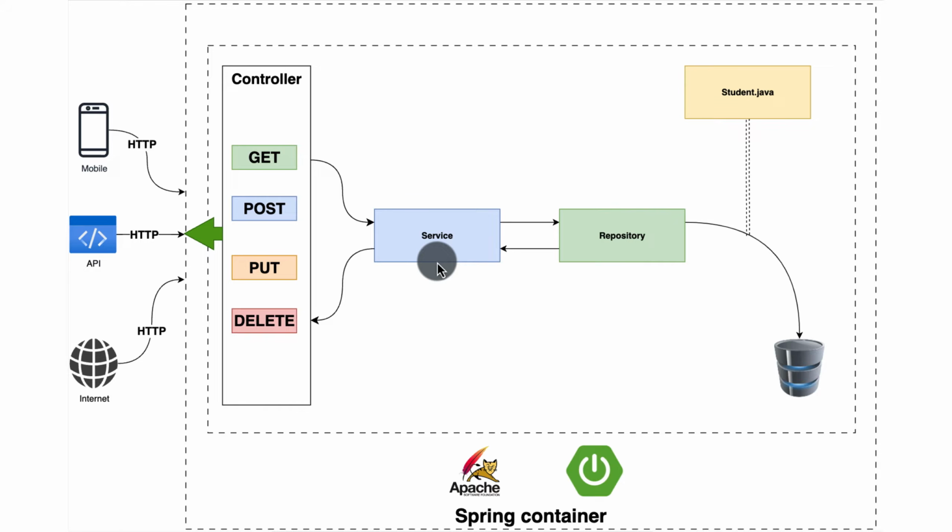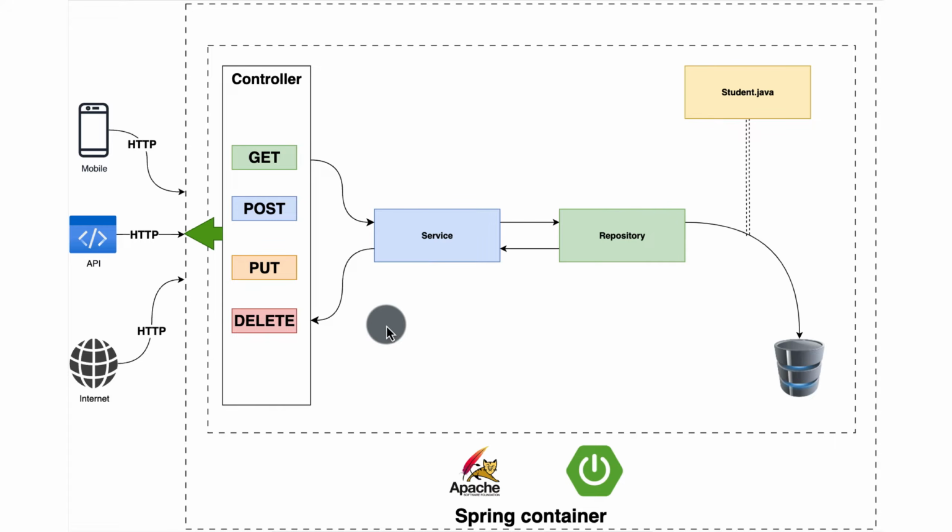This application will be based on the N-tier architecture, and it will be composed of 3 layers. The first layer is the controller, and then the service, and then the repository, and all the information will be persisted to a database. This application can be consumed by a mobile application, another API, or even a web application.